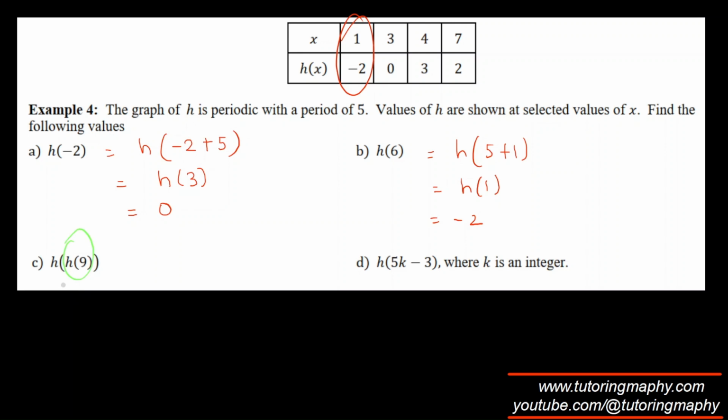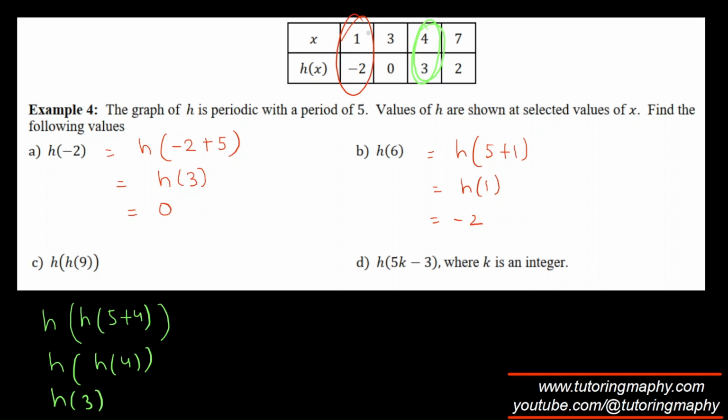h of 9, the same strategy. Don't be confused about this composite function. First we'll focus on h of 9, which can be written as 5 plus 4. h of 5 plus 4 is just h of 4, and h of 4 from the table is given as 3. So this is the same as h of 3, and h of 3 from the table is given as 0. Right, so the answer is 0.